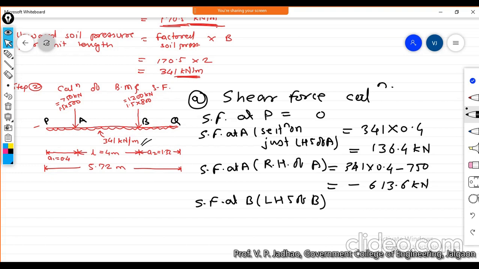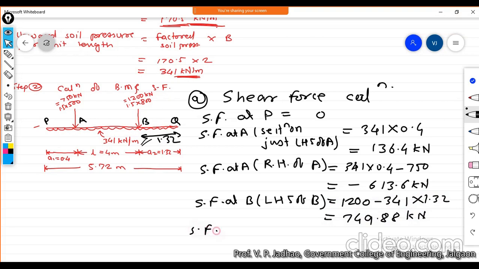Okay, so this will be equal to the 1200 kilonewton load minus 341 multiplied by this distance. We know that this particular distance is 1.32 meter. So 1.32, so this will be equal to 749.88 kilonewton.